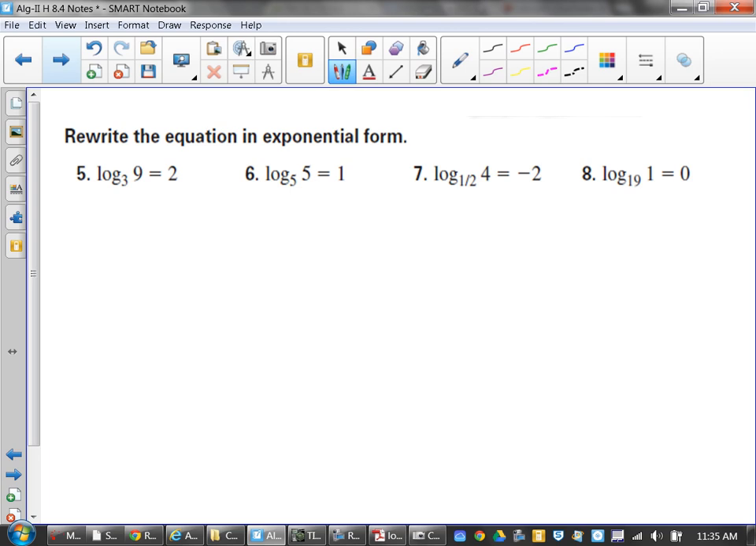We just did these. 3 squared. What's the first one? 3 to the second is 9. 3 squared is 9. What's the next one? 5 to the first is 5. Third one: 1/2 to the -2 is 4. 19 to the 0 is 1.